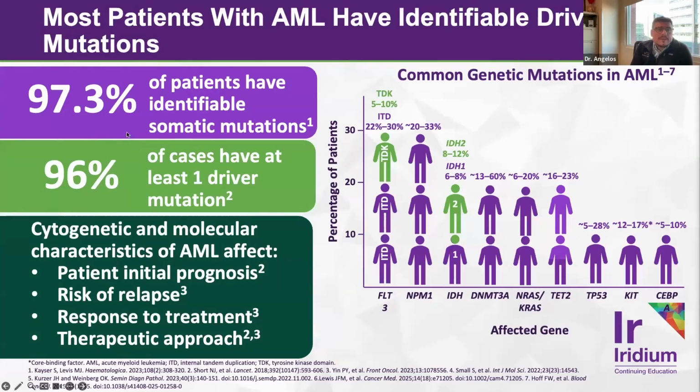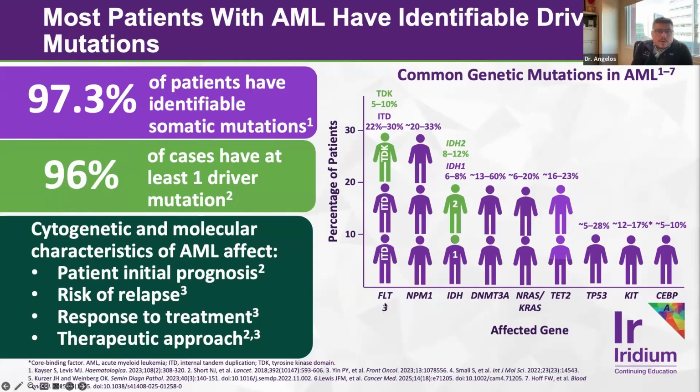Again, as I mentioned, AML is caused by genetic mutations, and over 97% of individuals with a diagnosis of AML have an actual identifiable somatic mutation that drives their disease. Patients, of course, can have multiple driver mutations, but we do at least see one of them that is disease causing. And this here on the right is just a bar representation of some of the most common mutations that we do see, many of which now we do have targeted options available for.